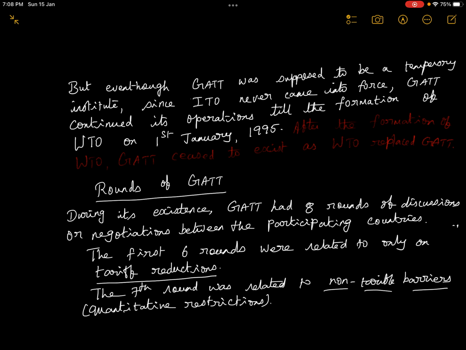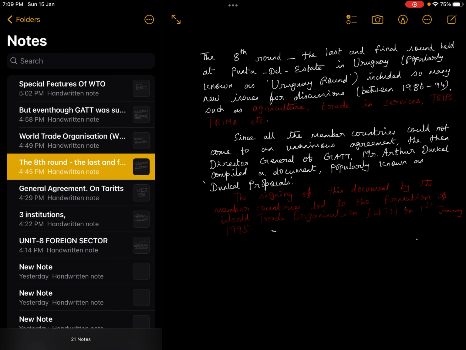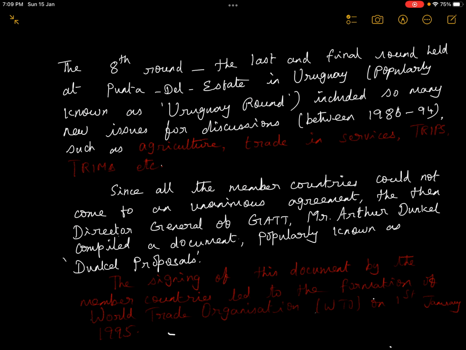So the first 6 rounds were related only to tariff restrictions. In other words, the maximum amount of import and export duties each and every country should impose. The issue during the first 6 rounds of GATT was related only to tariff restrictions. And then for the first time, the 7th round was related to non-tariff barriers, that is, what should be done to deal with the quantitative restrictions imposed by the member countries. So that was the 7th round.